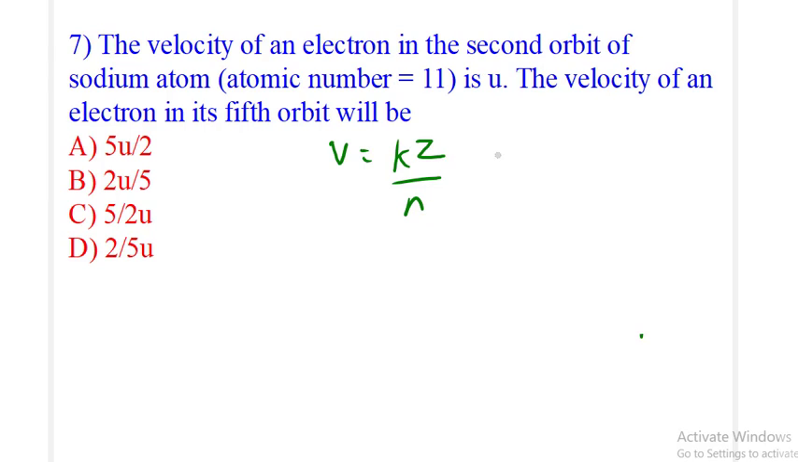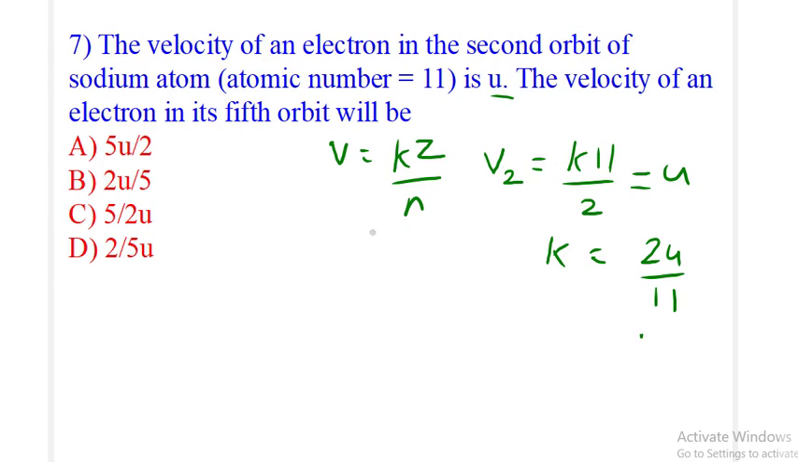Now for the present case we are given v2, the velocity in the second orbit. k is constant, z is 11, and n is 2, but this is actually equal to u. According to the given problem, it is equal to u. So we find k from this equation. So k is 2u upon 11.